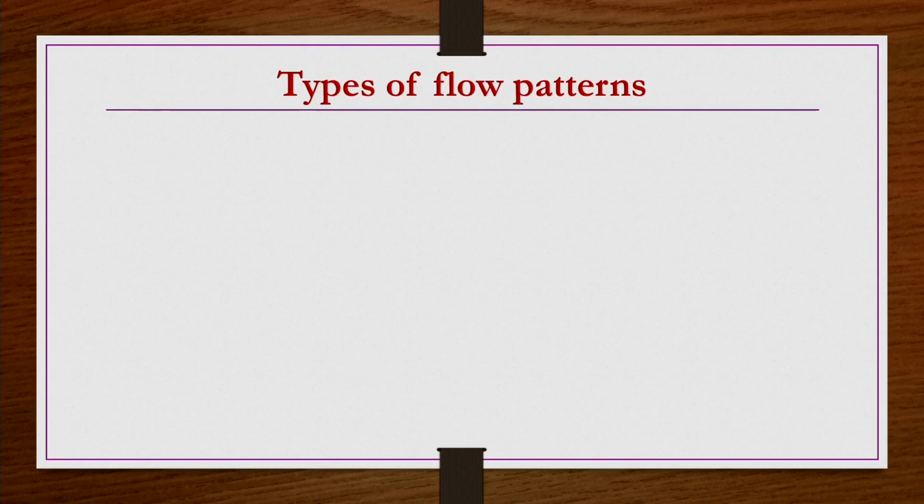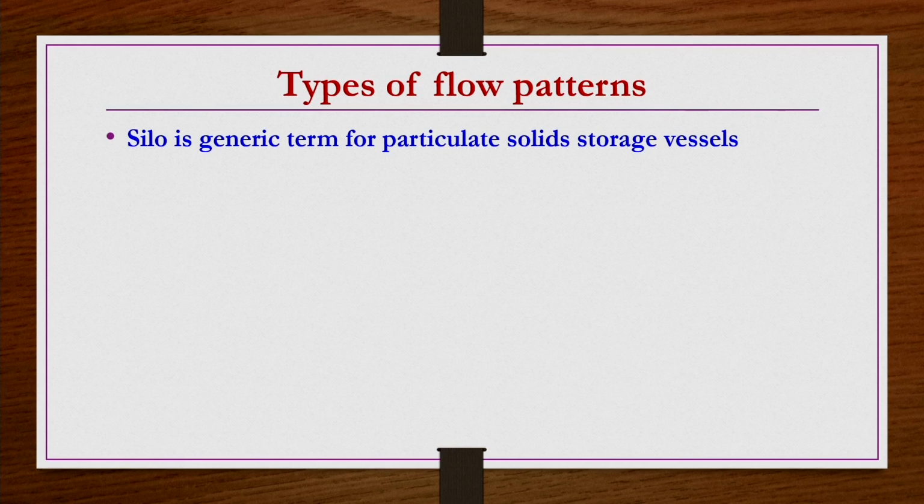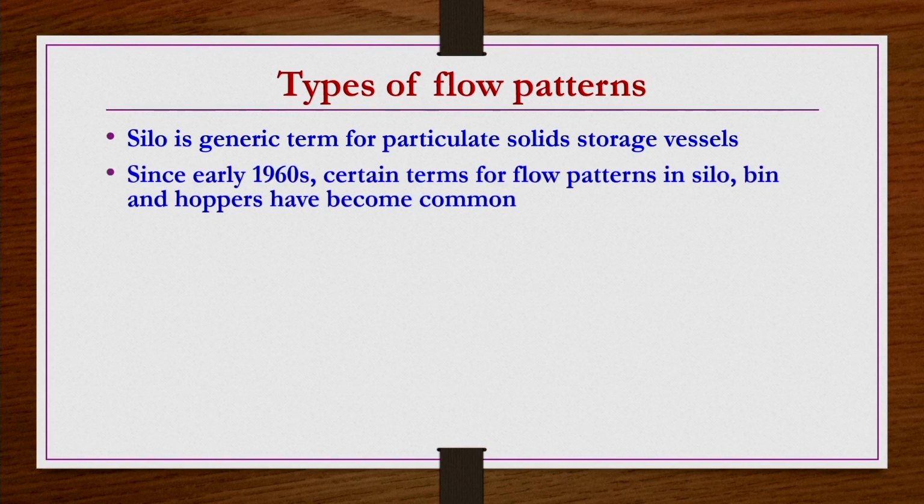So depending on the steepness of the hopper, and depending on the friction between the solids and the wall of the bins, different types of flow patterns are possible. Those flow patterns we are going to see. However, before going to the flow patterns, in general, silo is a generic term for a solid storage vessel, right. Since the early 1960s there have been several terms for flow patterns in silos, and bins and hoppers have become very common. So we are going to see some of them now.